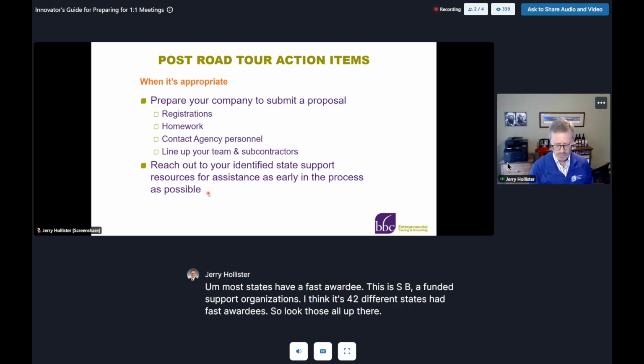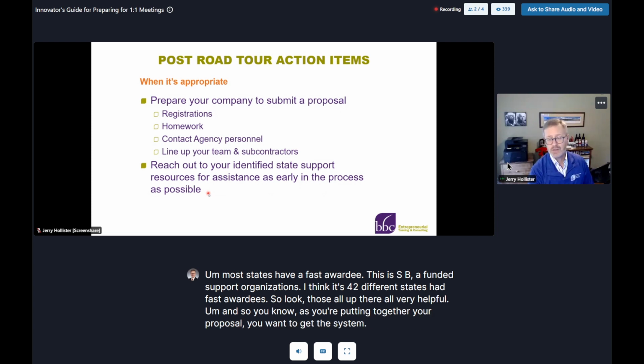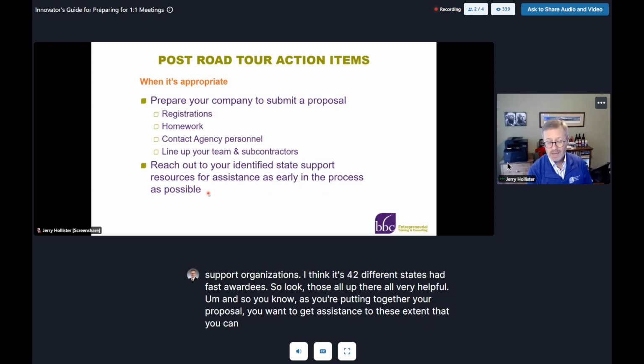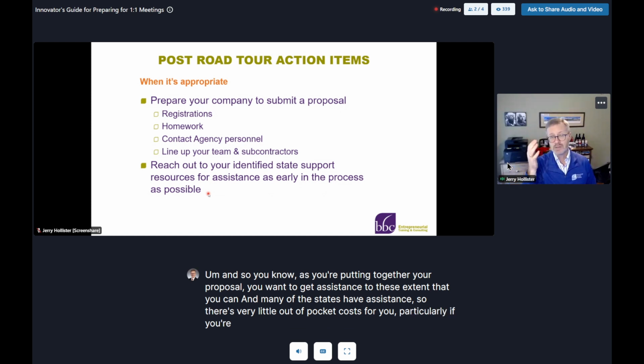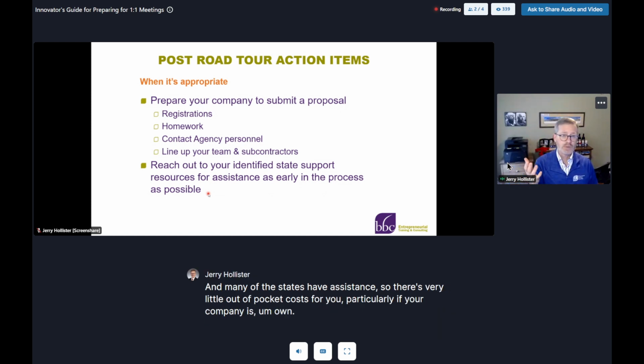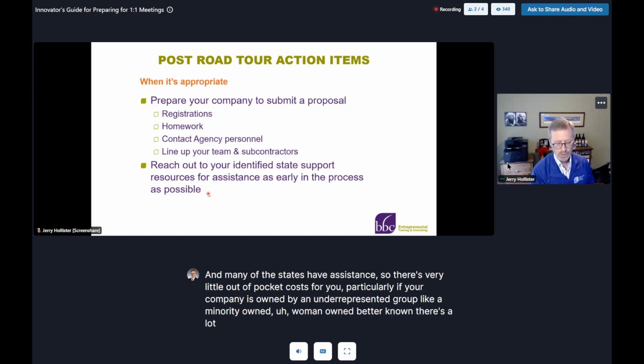They're all very helpful. And so, as you're putting together your proposal, you want to get assistance to the extent that you can. And many of the states have assistance, so there's very little out-of-pocket cost for you, particularly if your company is owned by an underrepresented group, like minority-owned, woman-owned, veteran-owned. There's a lot of resources for those types of companies.